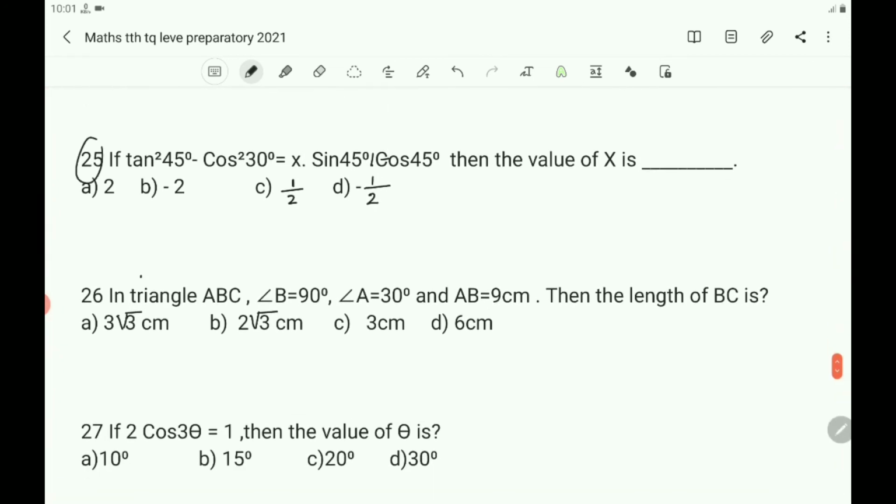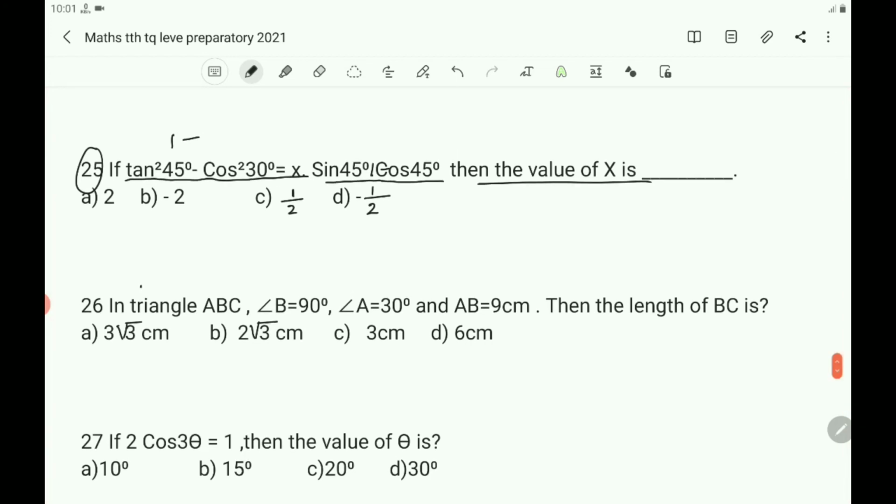Next you take question number 25. If tan² 45 minus cos² 30 equals x into sin 45 into cos 45, then find the value of x. Here what is the value of tan 45? Tan 45 is 1, that is 1² minus cos 30. Cos 30 is root 3 by 2, so you will get (root 3 by 2) whole square, that equals x into, what is the value of sin 45? Sin 45 is 1 by root 2. What is the value of cos 45? That is also 1 by root 2.